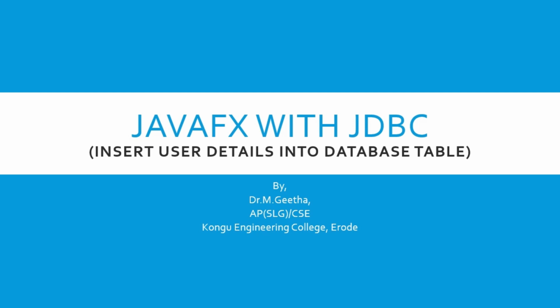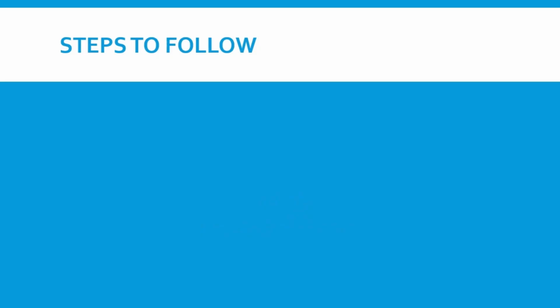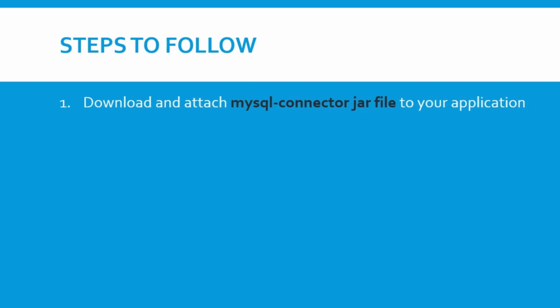So here I am going to explain how you can insert user details that are given through the application into your database table. We need to follow certain steps in order to accomplish this task. First, we need to download the corresponding jar file which consists of the supporting library files. So we need to download the MySQL connector jar file and then attach it to your application.